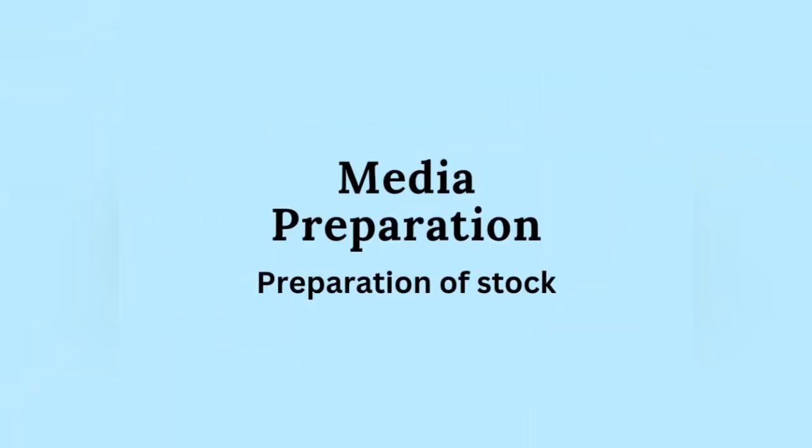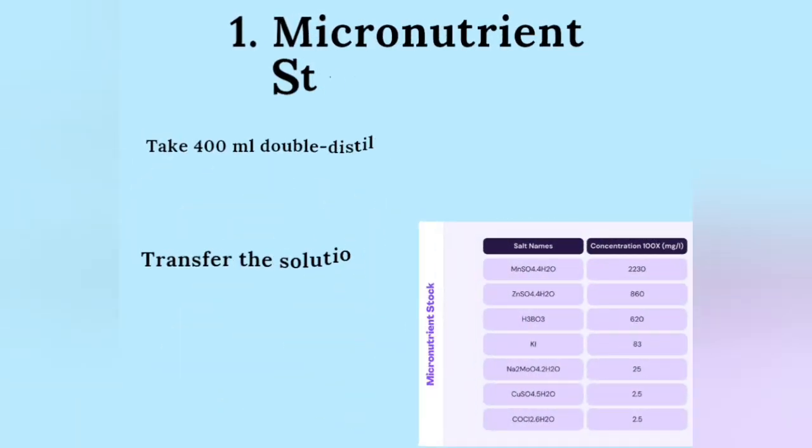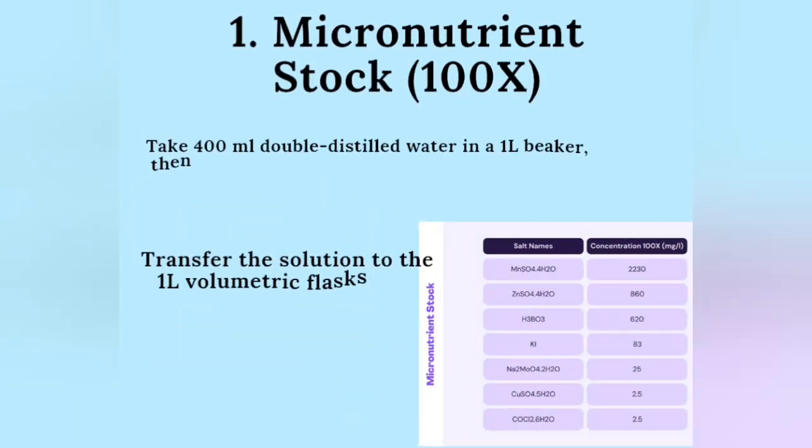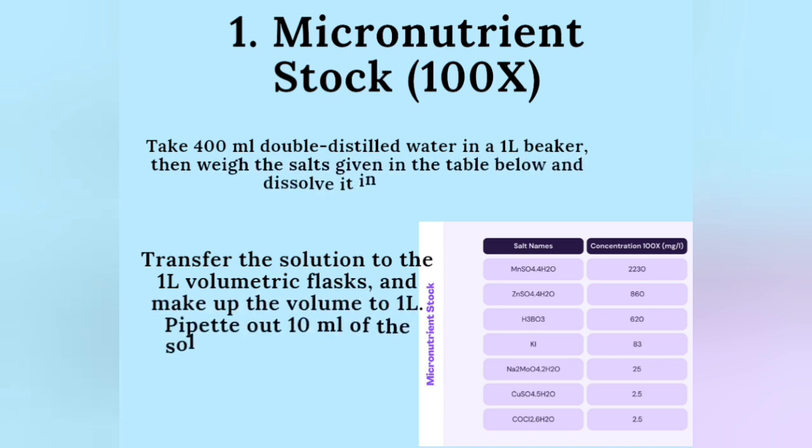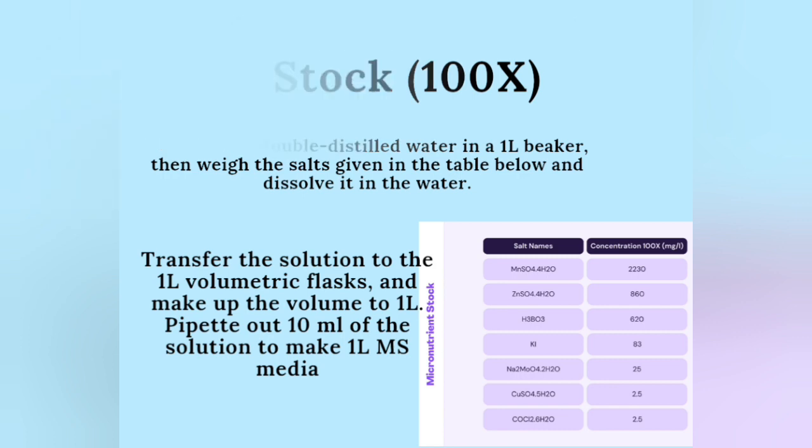Media preparation, preparation of stock. 1. Micronutrient stock, 100x. Take 400 milliliters double distilled water in a 1L beaker, then weigh the salts given in the table below and dissolve it in the water. Transfer the solution to the 1L volumetric flask, and make up the volume to 1L. Pipette out 10 milliliters of the solution to make 1L MS media.